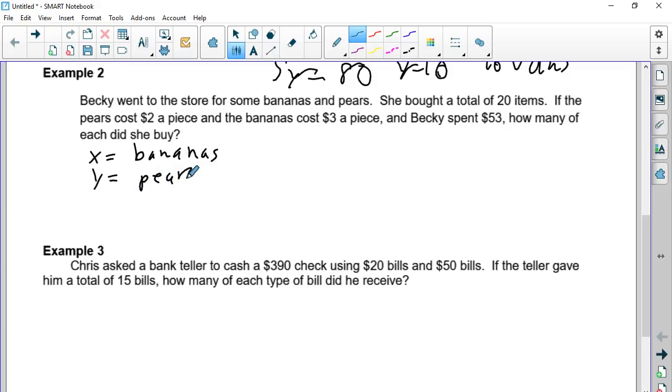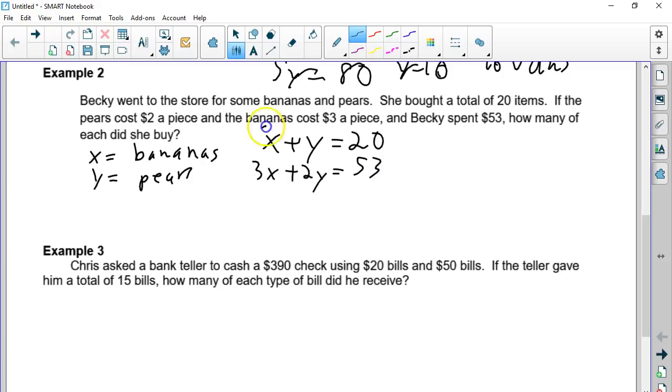Now I set up my number line. Number of bananas, unknown, plus number of pears, unknown, equals how many pieces of fruit? 20. Value of the bananas, 3. Value of the pears, 2 for each one. Money spent, 53.